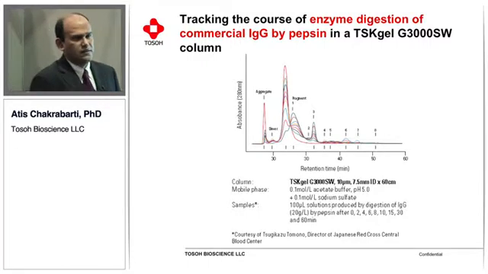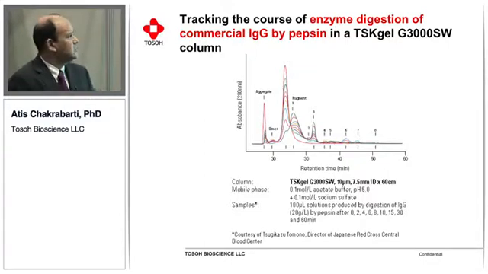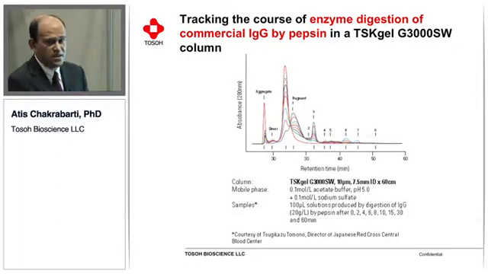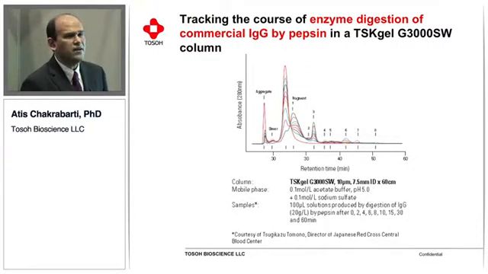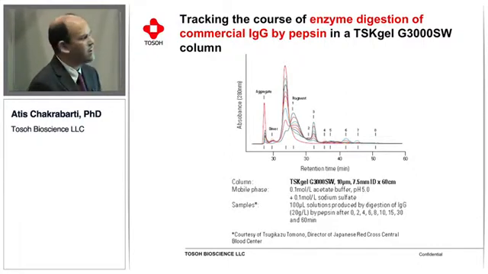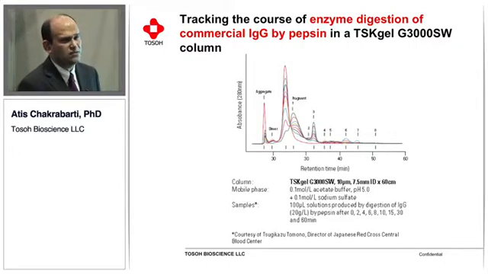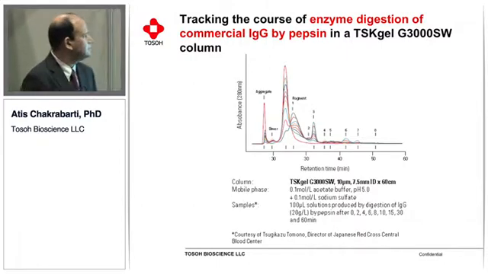Digestion. Digestion is another important thing. Here we have tracked the course of the change of the enzyme as a function of time when you digest. So we have digested the IgG by pepsin, and as you see, as a function of time, the monomer peak goes down, the other peaks come up, and they could be very nicely separated to the baseline, and you can monitor as a function of time the amount of the digested products and the loss of the monomer peak. Next slide please.